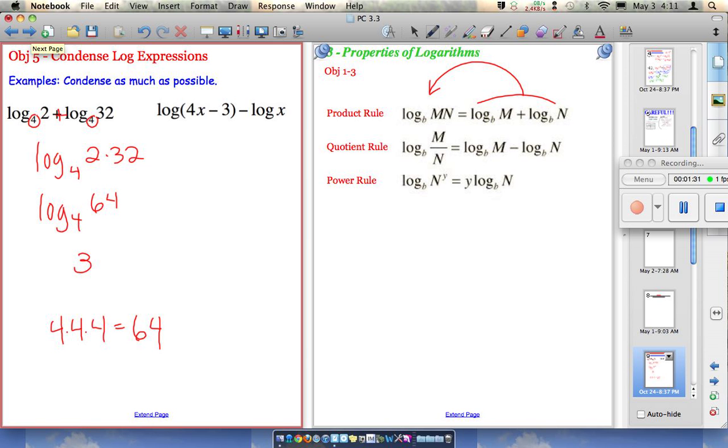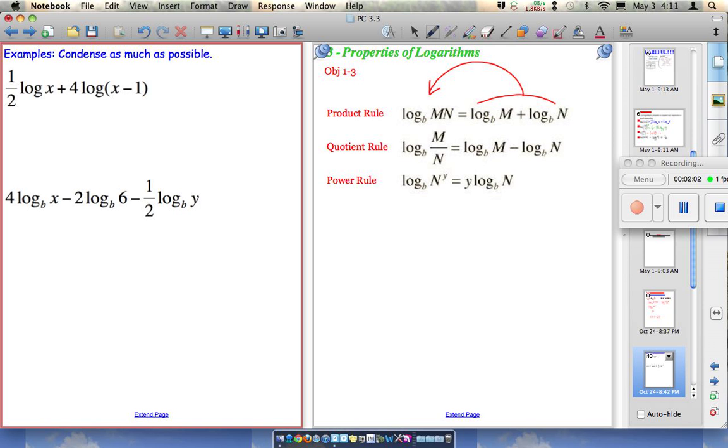So let's take a look at this next one. So log, remember when it has no base, it's in base 10. So this is base 10, but I don't need to write the 10. I can just write it as log. Since it's minus, it's going to be a division. So it's going to be 4x minus 3 over x. And that is condensed, and that can kind of be simplified, but not really, because there's no common factor. I can't factor out of the top and cancel with the bottom. So that is condensed as much as possible.